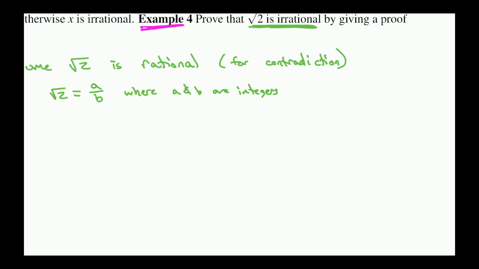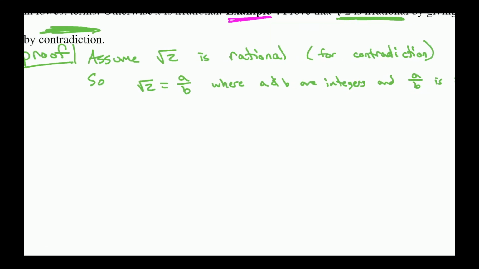And a over b is in lowest terms. Right? That's what the definition of rational is. So we use the definition of rational, and now we have square root of 2 equals a over b. Now what are we going to do? Now this is where the math comes in.